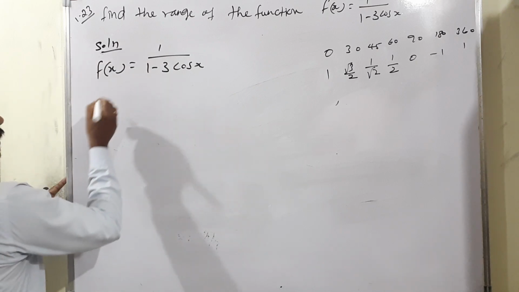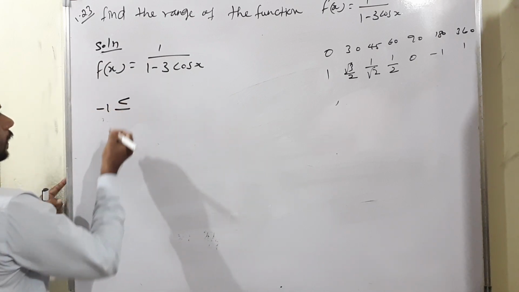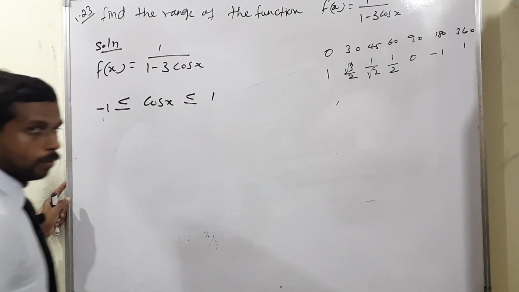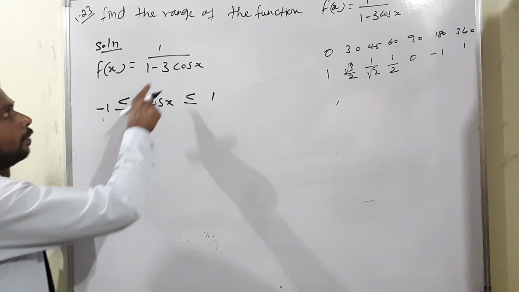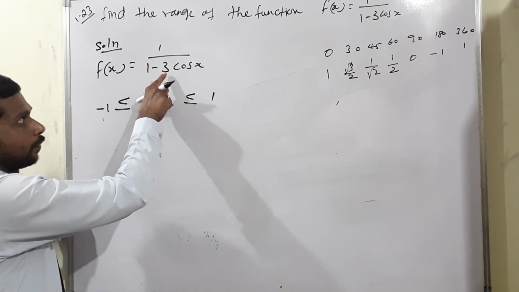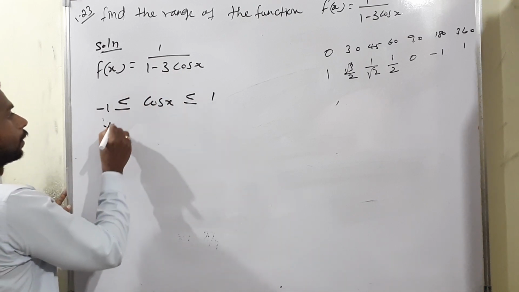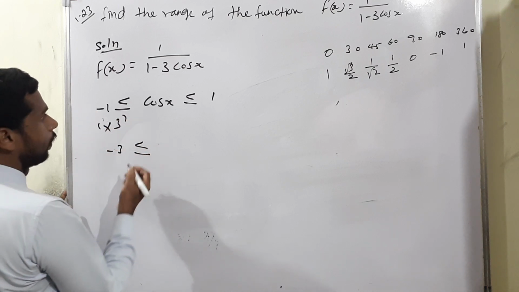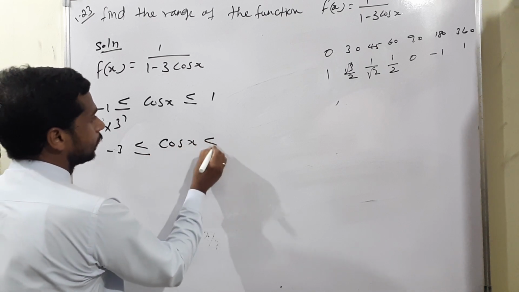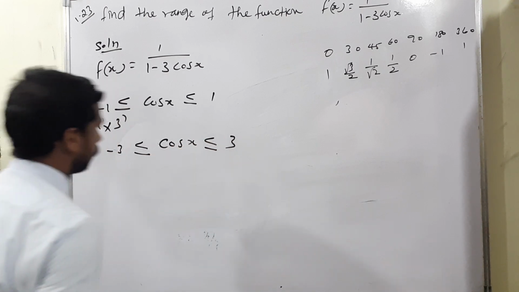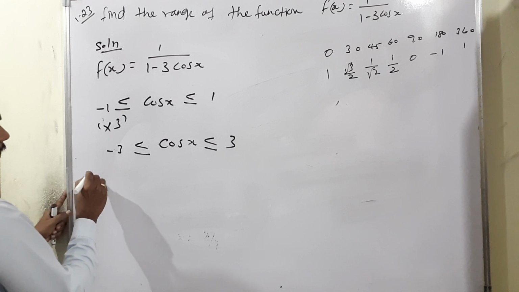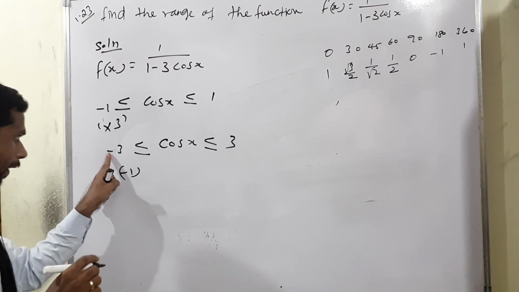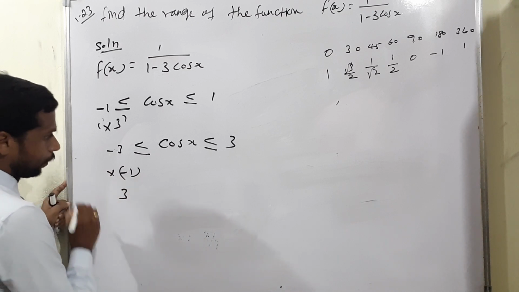Therefore, how to rearrange this line? Minus 1 less than or equal to cos x less than or equal to positive 1. But in the denominator minus 3 is there. Therefore, first we have to multiply each and every term by 3. So, into 3 means minus 1 into 3, minus 3 less than or equal to cos x less than or equal to positive 3. Then, again, into minus 1.